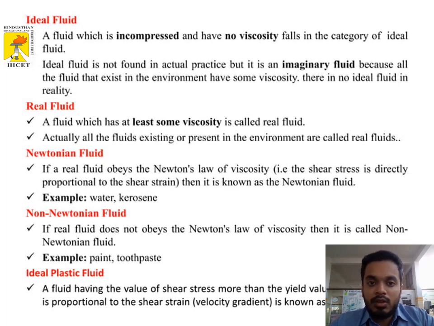So, the difference between Newtonian and non-Newtonian fluids. The Newtonian fluids which obey Newton's law are very light and the thickness is very low. But non-Newtonian fluids, as you can see, paint and toothpaste, are all thick in consistency. So that is a major difference. Next is ideal plastic fluid. A fluid having a value of shear stress more than the yield value, which is directly proportional to the shear strain, is known as an ideal plastic fluid.